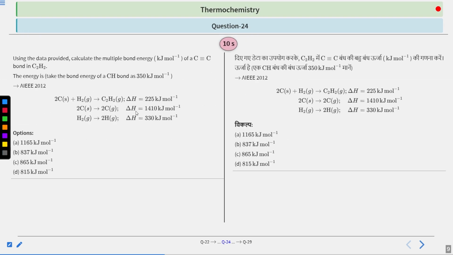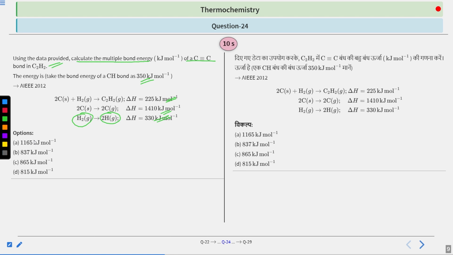Question number 24. Using the data provided, calculate the multiple bond energy of C triple bond C in C2H2. Take the bond energy of C-H as 350 kilojoule per mole, meaning to break one C-H bond. To do this reaction, energy is given, that is from carbon and H2 you are forming C2H2. Then to convert solid carbon into gaseous carbon, and to convert H2 into 2 moles of hydrogen atoms, all of these energies are given: 225 kilojoule per mole, 1410 kilojoule per mole, and 330 kilojoule per mole.